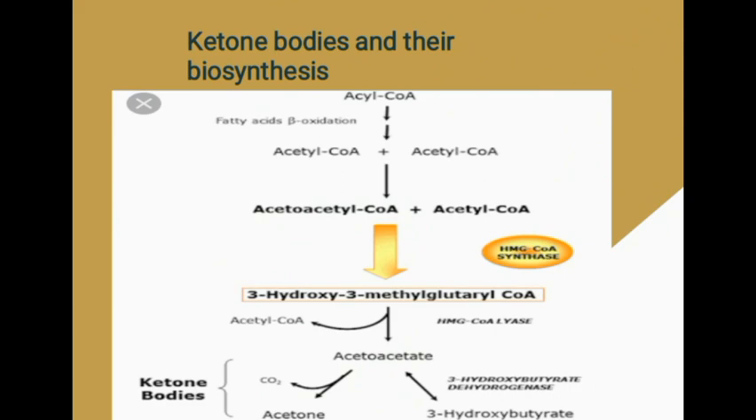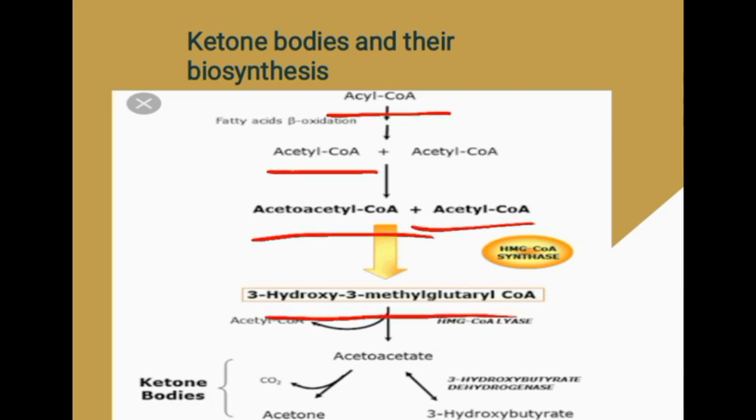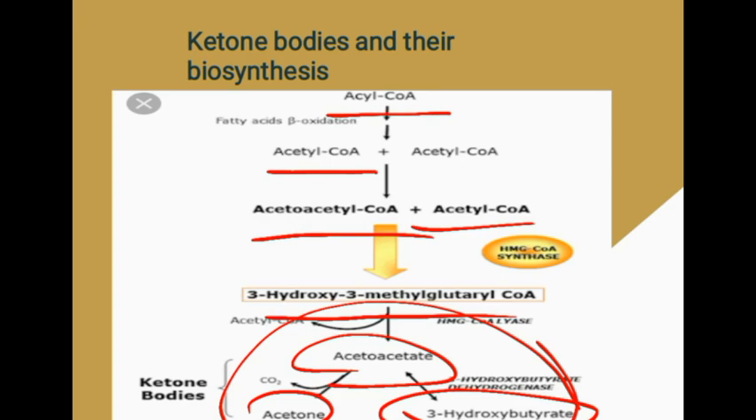Biosynthesis of ketone bodies. First of all, acyl-CoA is converted into acetyl-CoA, then acetoacetyl-CoA and acetyl-CoA. From the acetyl-CoA it is converted, and in the next step 3-hydroxy-3-methylglutaryl-CoA is formed. From there acetoacetate is formed, and in the next step acetone and 3-hydroxybutyrate are formed. Collectively these are called ketone bodies, and by this a ketone body is formed.